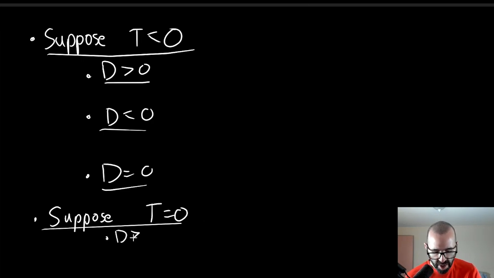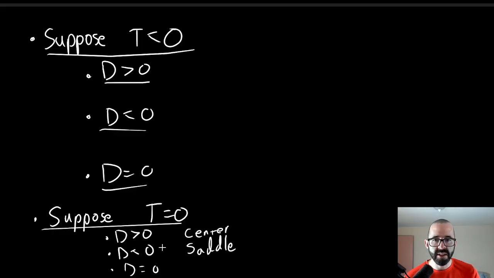So again, if d is positive, that was our center that we already looked at. If d is negative, it's still a saddle. It's just a very nice looking saddle. And if t and d are both 0, well, then you have a very boring matrix. If t and d are both 0, then everything's in equilibrium. You can plot that if you want.